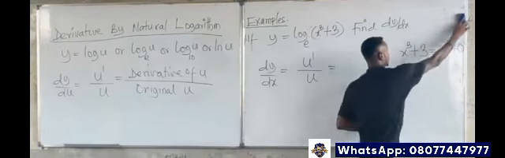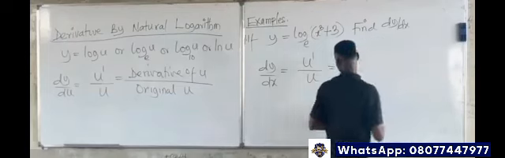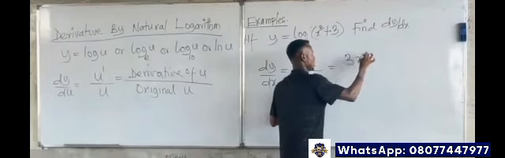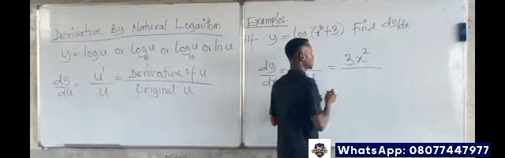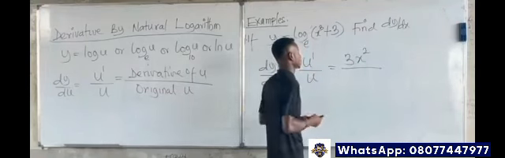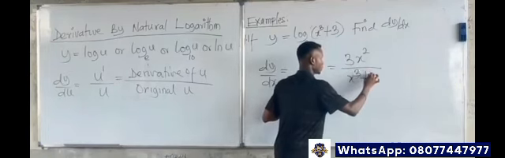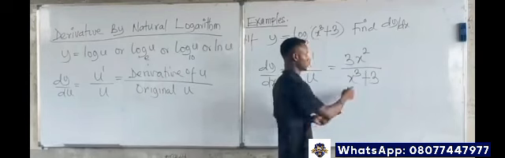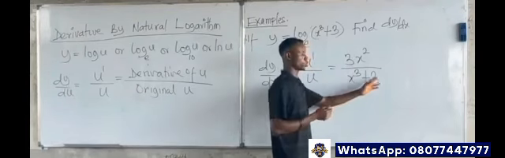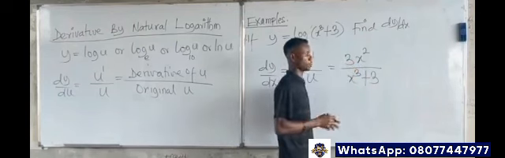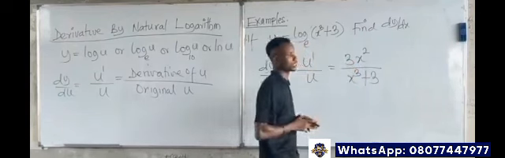So our result here will be 3s squared. Please take note. I'm going to replace the derivative of this, 3s squared, over the original, which is u, and u is s cubed plus 3. I'm not going to cancel this with this because it's not common here. Please take note of this. Okay, let's take the next example, please.